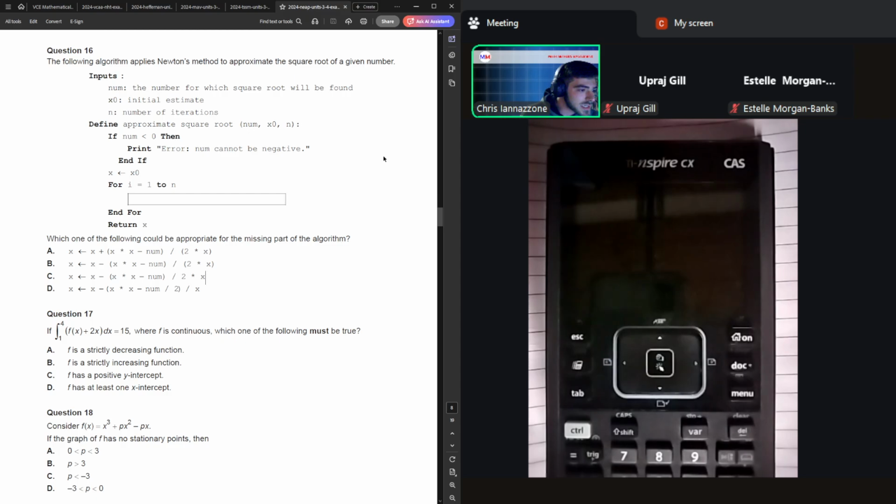But let's see if we can try to analyze what's going on here. Okay. Newton's method to square root a number. Newton's method finds x-intercepts. So we want to write this in a way where the x-intercept is the square root of a number. So you want the function x equals square root of number. So x equals square root, y equals x squared.